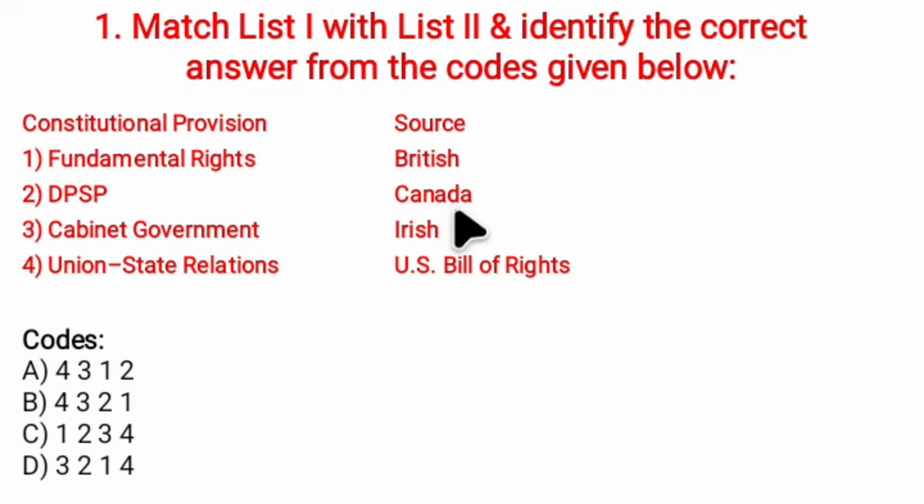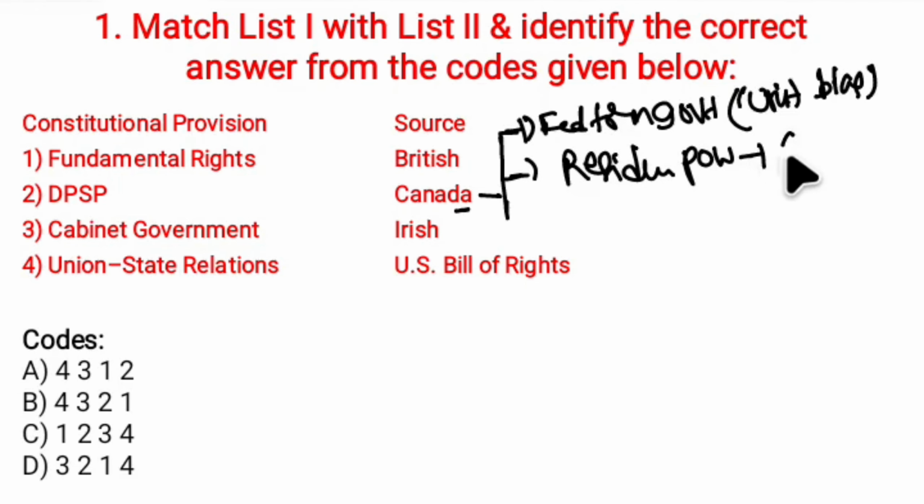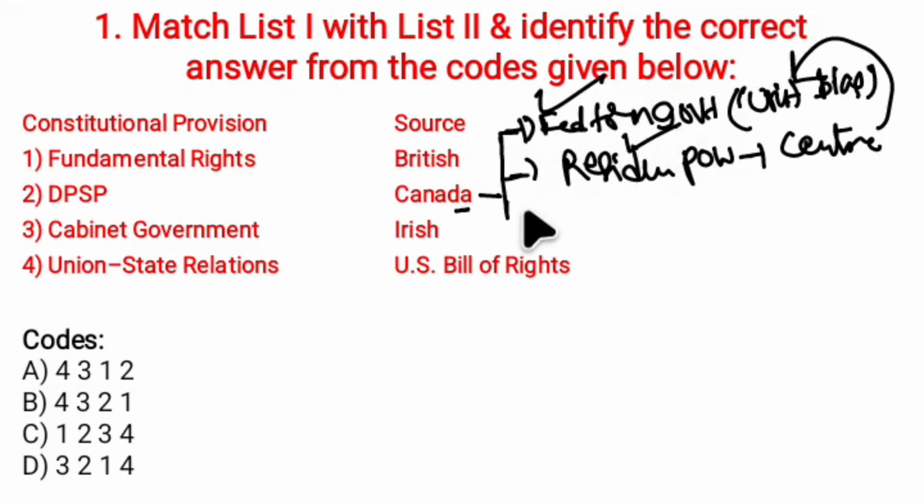And next, Canada. From the Canadian Constitution we borrowed the federal form of government with unitary bias. And the next provision we borrowed, the residuary powers were vested with the center. So that's what we call unitary bias. And also there were many subjects present in the union list compared to the state list as well as the concurrent list.